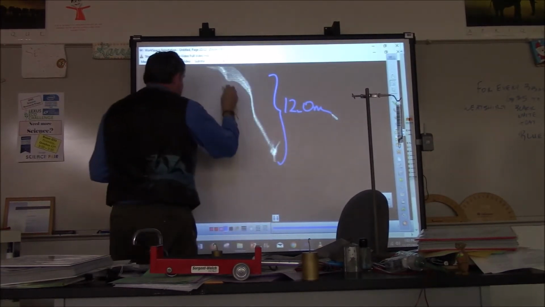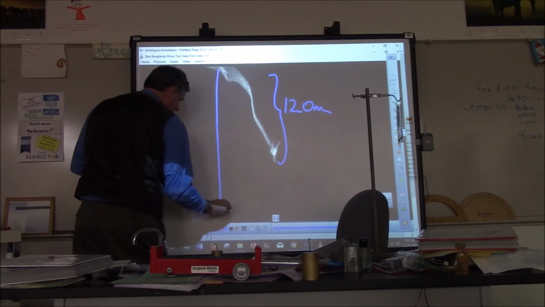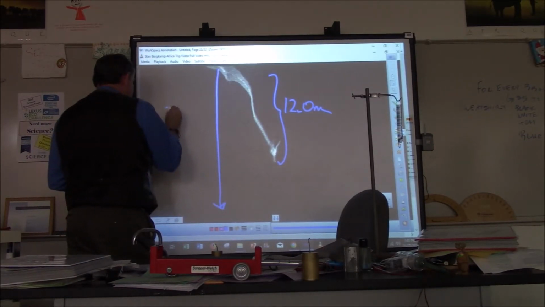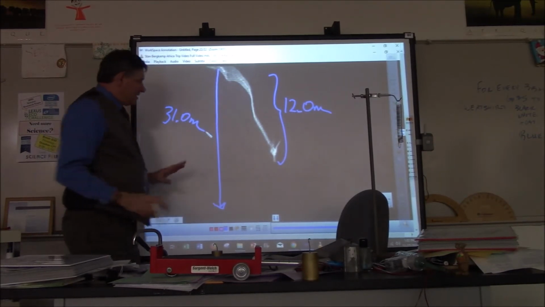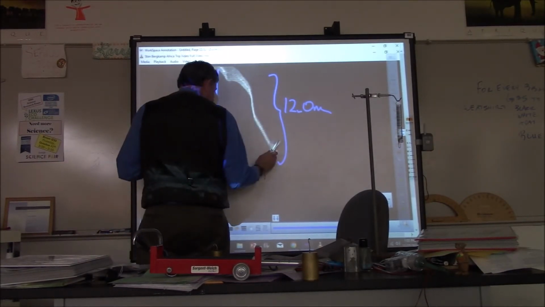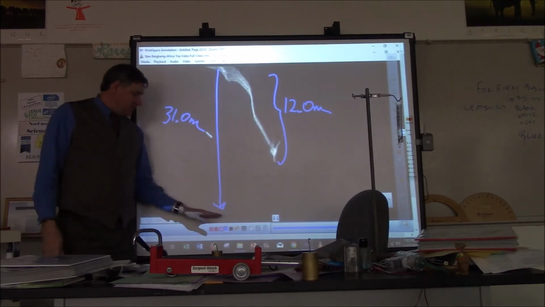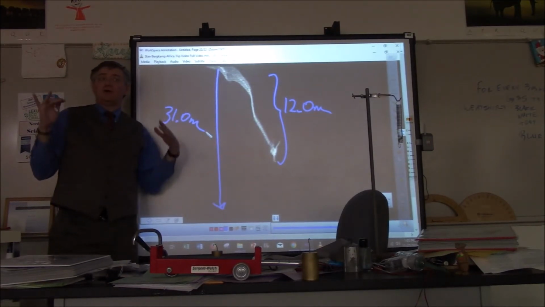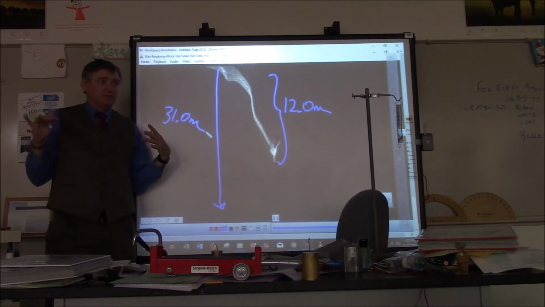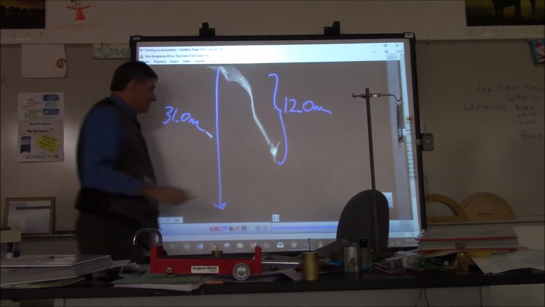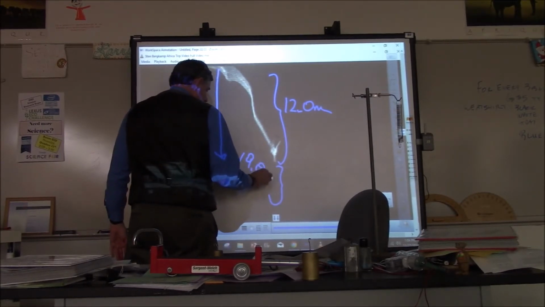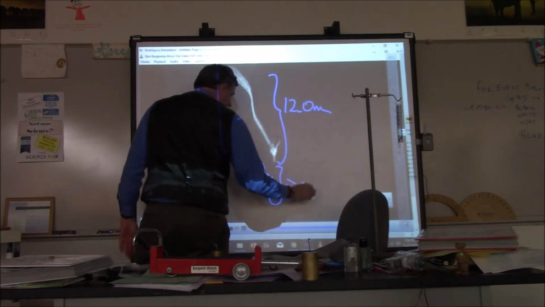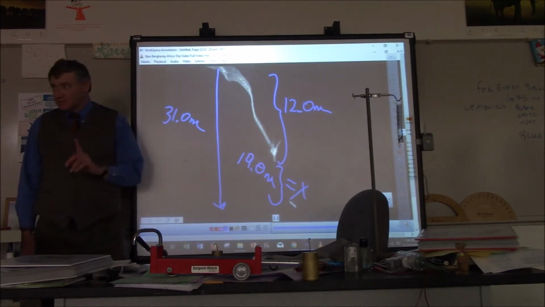And then he ends up a total distance, when he gets done, of 31 meters? Okay. So if he falls for 12 and he ends up 31 meters below, how far did the bungee cord stretch? 9? No, I'm sorry, 19. 19, right? So it's going to stretch 19 meters. So this is your X. This is how far it's going to stretch.